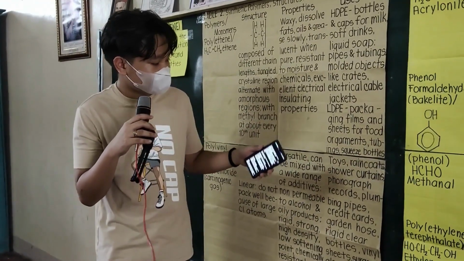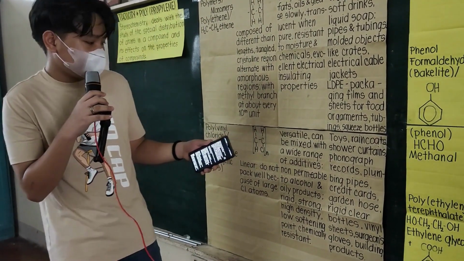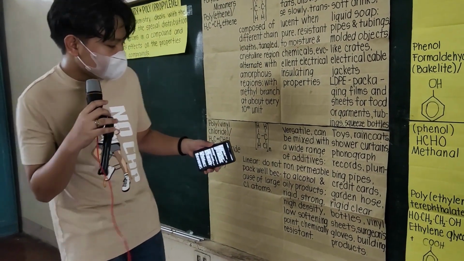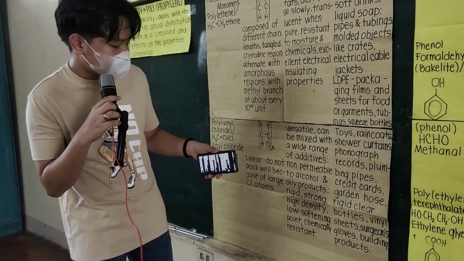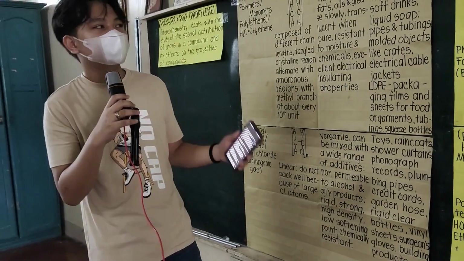Its uses are for toys, raincoats, shower curtains, phonograph records, plumbing pipes, credit cards, garden hose, rigid clear bottles, vinyl sheets, surgeon's gloves, and building products.